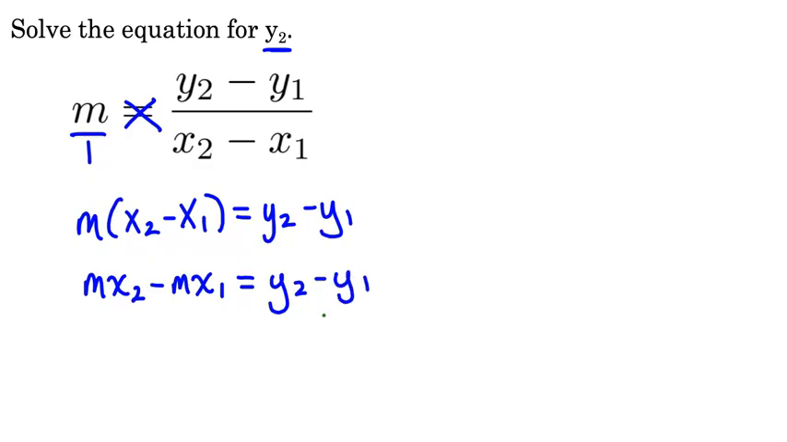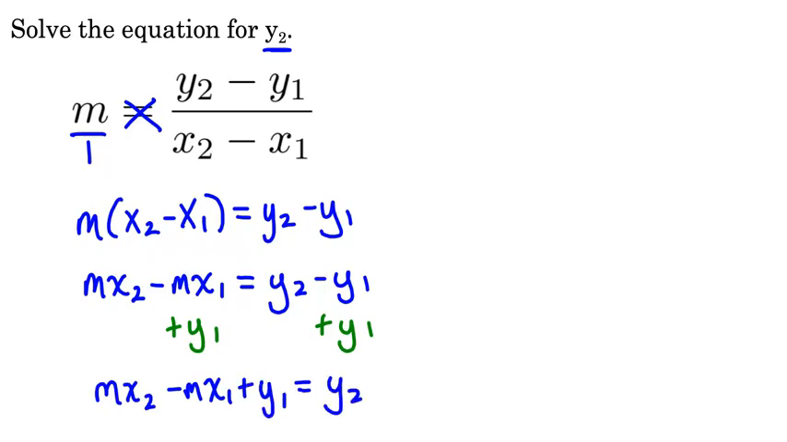And to solve for y sub 2, we can add y sub 1 to both sides of our equation. So we get m times x sub 2 minus m times x sub 1 plus y sub 1 equals y sub 2. So here we were able to rearrange the slope formula to isolate, or solve for, y sub 2 instead of m.